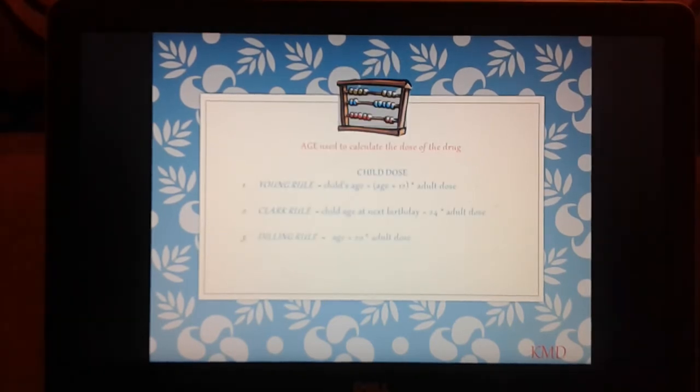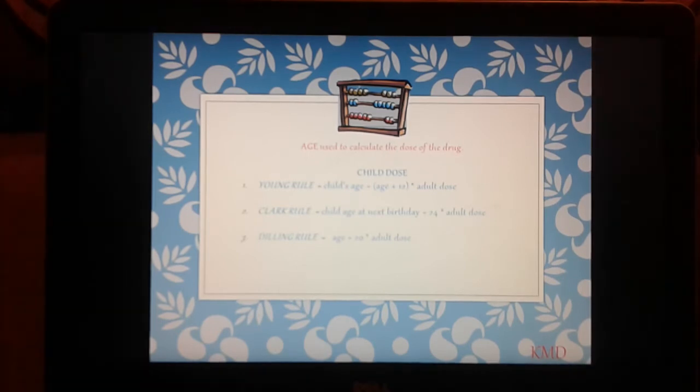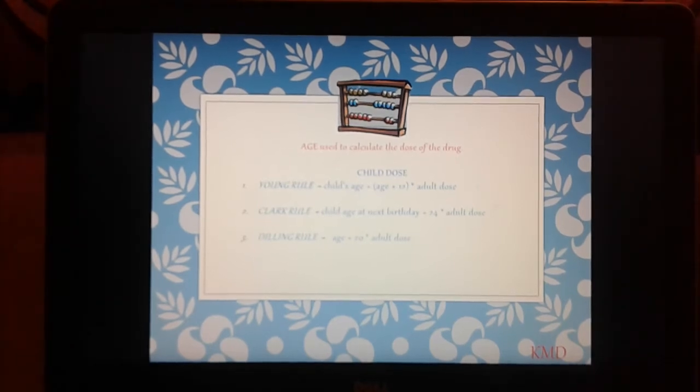Here in this slide, we have three different rules given by three different people, namely Mr. Young, Mr. Clark, and Mr. Dilling. Seriously, I fail to understand on what basis these guys have formulated this method, because none of them seem to arrive at a common figure, or rather more of an acceptable number. Khair.